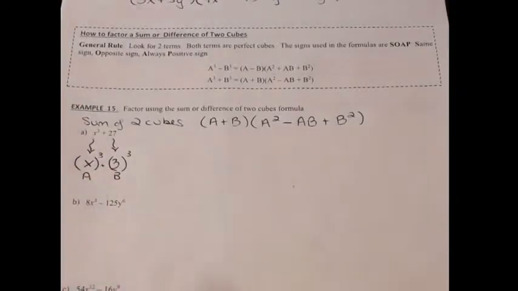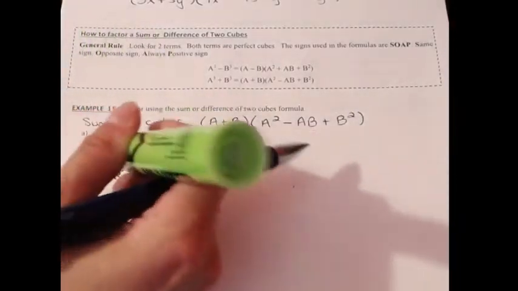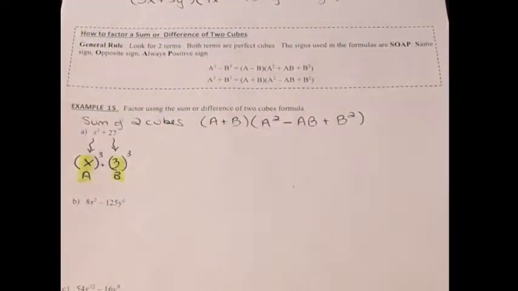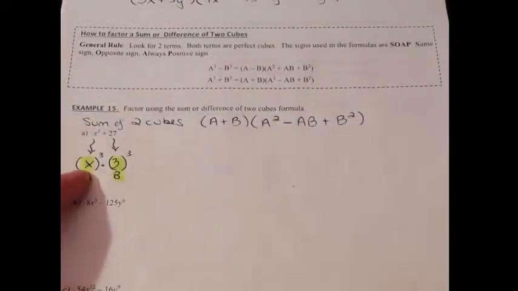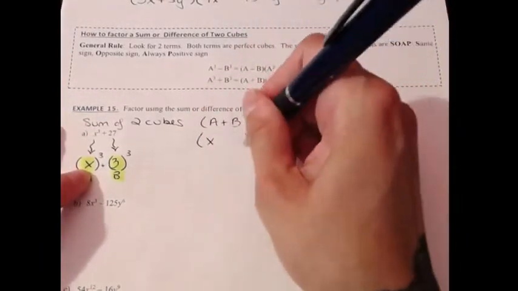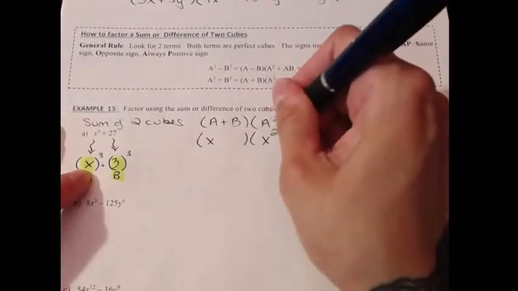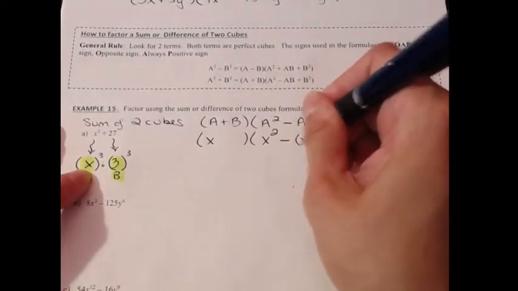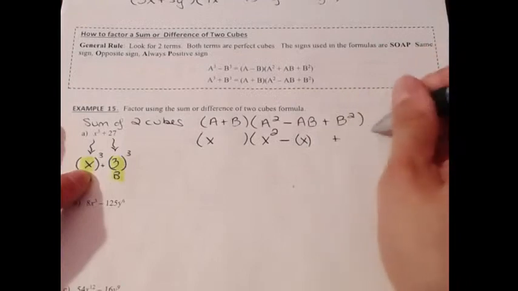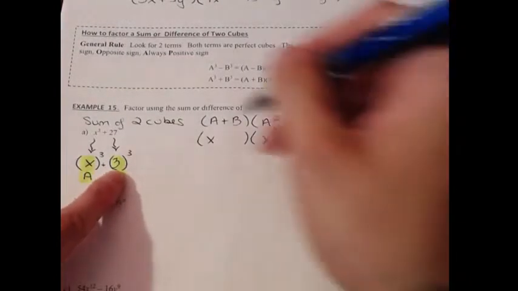Now all we have to do is use these two pieces of information. So I'm actually going to highlight the x and the A and the 3 and the B, just so that I know, okay, everywhere I see an A, I'm going to replace it with an x. Let's start there. Everywhere I see an A, I'm going to replace it with an x. Don't forget that power. That's an x. Good. Everywhere I see a B, I'm going to replace it with a 3.